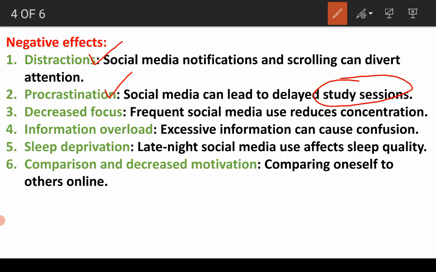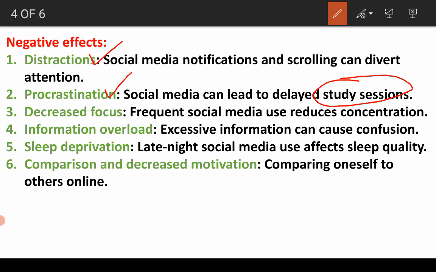So this is a negative effect, which is called procrastination. Social media can lead to delayed study times. You know that your study time starts at 6 o'clock p.m., but you spend more time on the phone so that you end up maybe starting to study at 8 o'clock. You have wasted about 2 hours. This is called procrastination, to delay to do something.